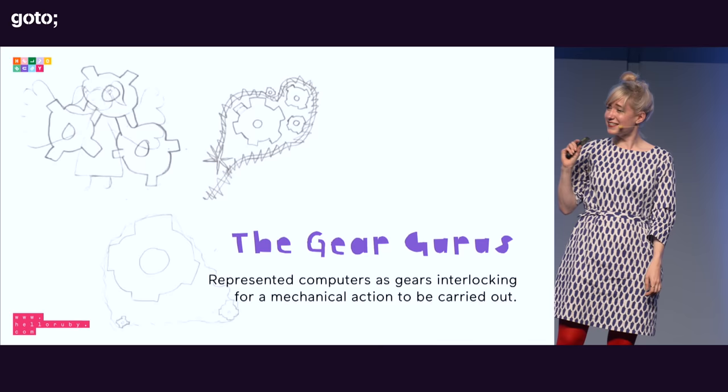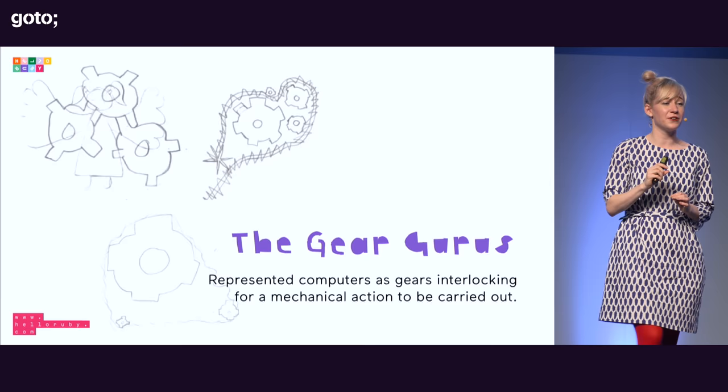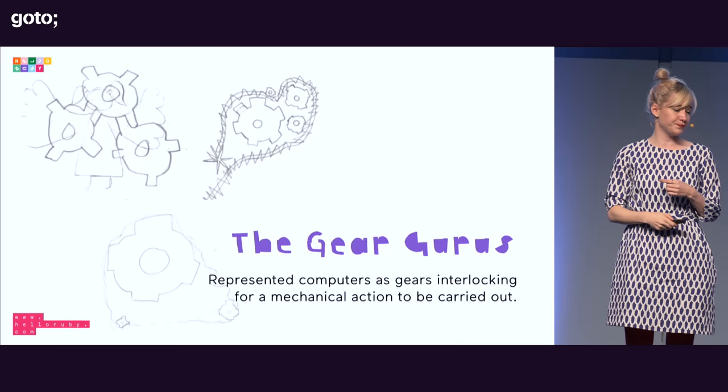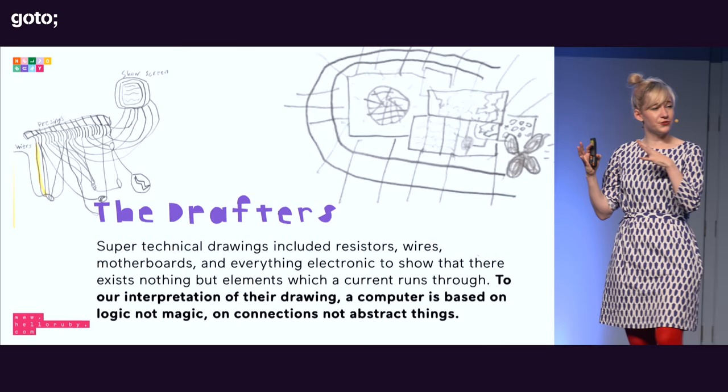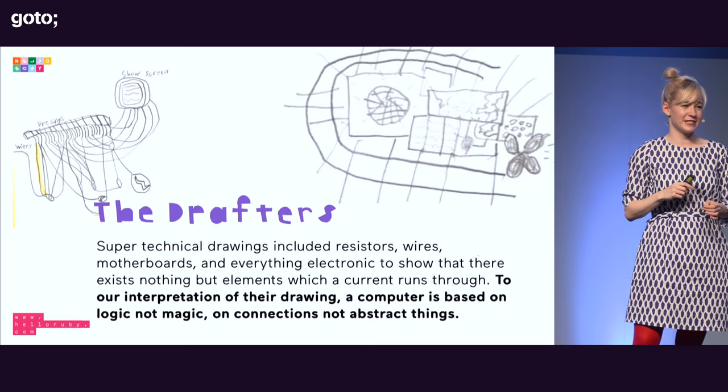And even though there's no gears inside of a computer, I think they grasp something about the idea how the simplest part of a computer does a fairly simple thing, but together, when you combine them, they become more and more powerful. And then finally, there's the drafters. They're kids who draw the different components. They draw the transistors and resistors and wires. And I think all of these metaphors are what we need to explain what a computer is.